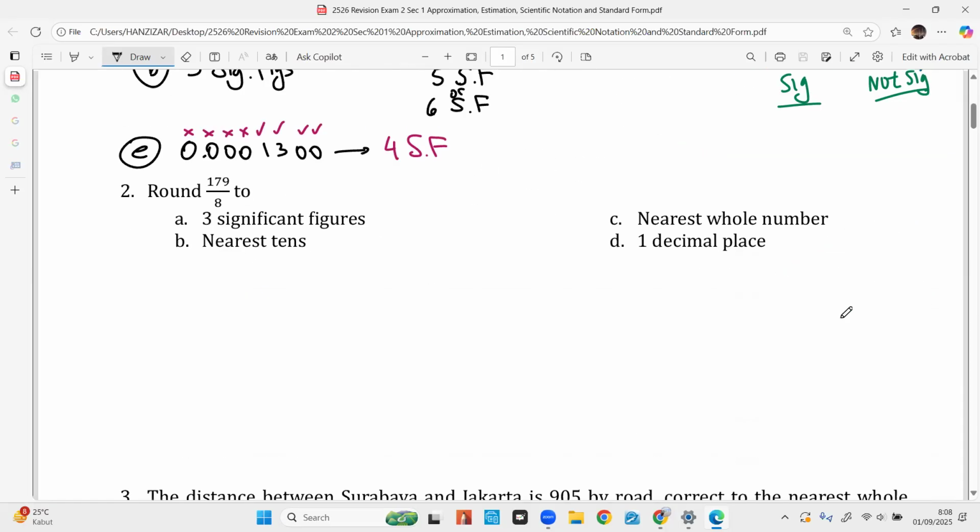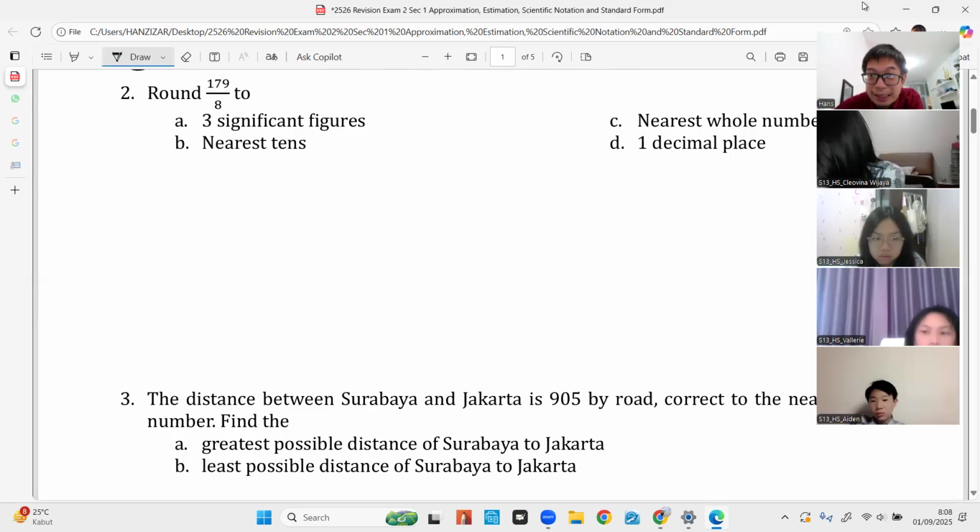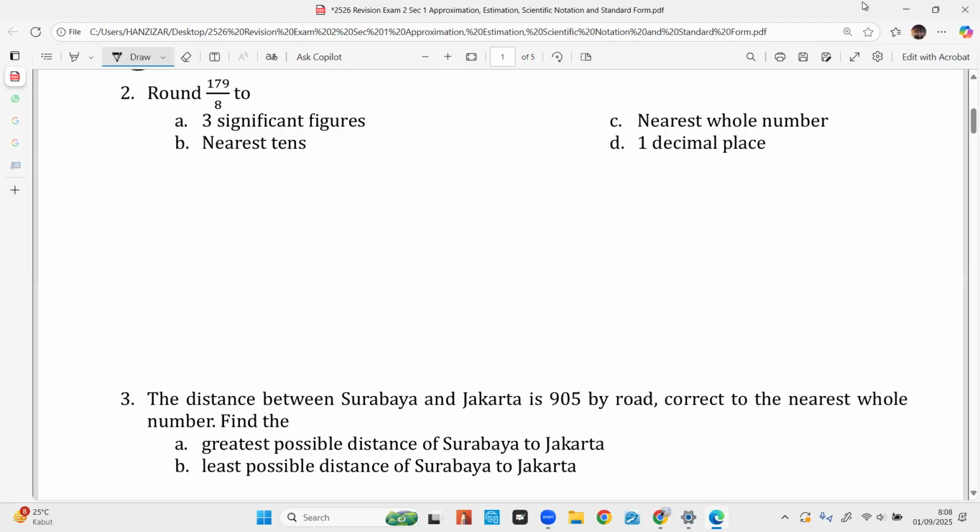Number 2. You need to round the number here in a fraction to 3 significant figures, nearest tens, nearest whole number, nearest one decimal place. You cannot do it directly because this is a fraction form. Okay? In a fraction form, what you need to understand is to convert to decimal first. So this is your number that needs to be converted to decimal. As simple as this. You just divide, as easy as this, guys. See, as usual, do the calculation mentally.